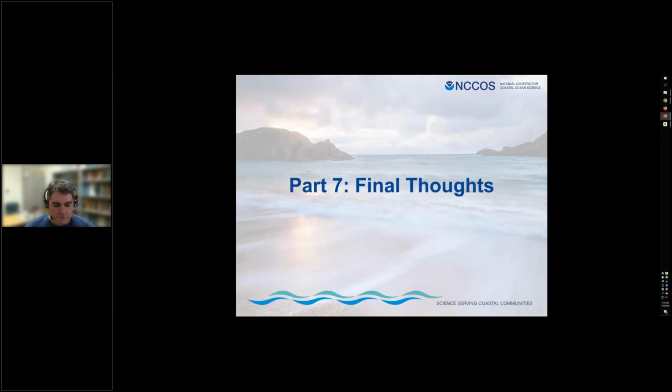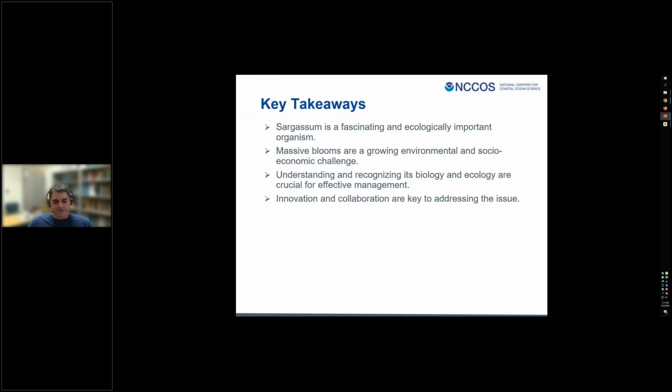So after this whirlwind overview of the Sargasso issue, I would like to leave you with some parting thoughts. Sargasso is indeed a fascinating and ecologically important organism. However, the massive blooms that we now have are becoming an environmental and socioeconomic challenge that cannot be ignored. But in order to develop a proper and effective management strategy, we need to take into account Sargasso's unique biology and ecology, and this will only be accomplished through innovation and collaboration.